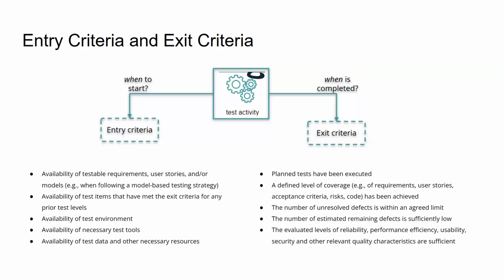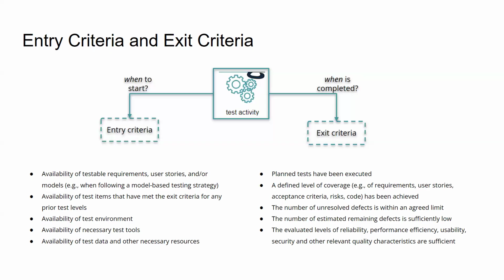Availability of test environment. If there is no specific test environment available for us, we can't go ahead and do the testing. Availability of necessary test tool and test data and other necessary resources. So once all these things are available, we will be starting the testing. So everything that we need to start the testing, or the entry criteria, should be specified in the test plan. Based on this, when this specific criteria has been met, then only we will start our testing. So that is the entry criteria.